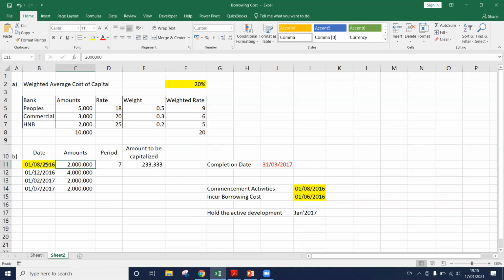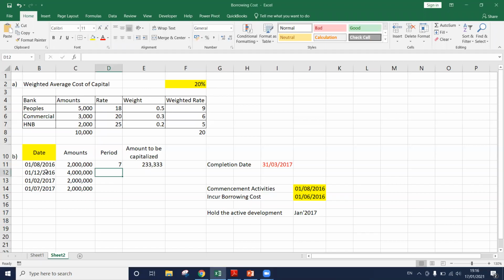Then on this date, we have utilized another 4 million. On 1st of December 2016, we have utilized another 4 million. Then for how many months can we capitalize the borrowing cost associated with this 4 million? From 1st of December 2016 to 31st March 2017. How many months is it from here to here? 4 months.